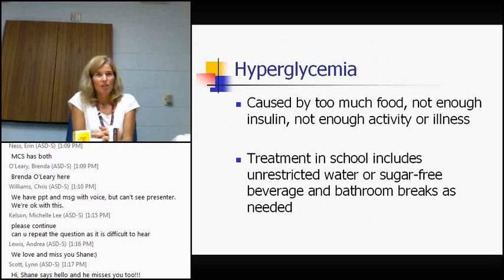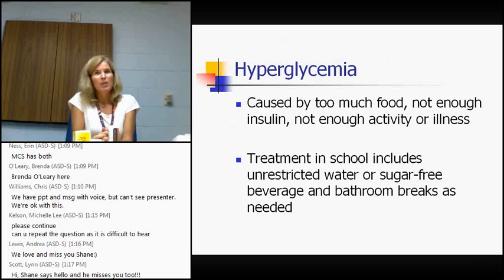So high blood sugar, or hyperglycemia, is caused by too much food, not enough insulin, not enough activity, or illness. For example, if a child gave their insulin for how much food they were eating, and then they decided to eat more food after, and they've not had the insulin for that extra food, that can cause high blood sugar or hyperglycemia. Illness is a stress response that will often raise blood sugar as well.